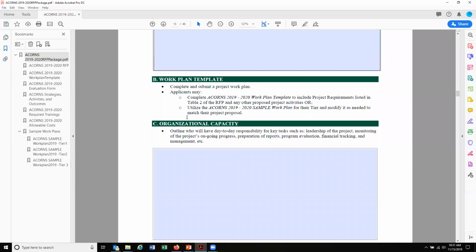The next section of your application will be your work plan template. We will have a separate video on completing the work plan template.